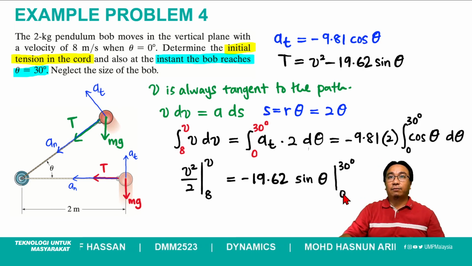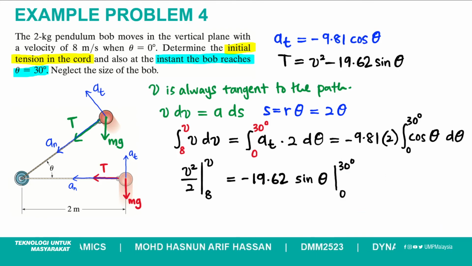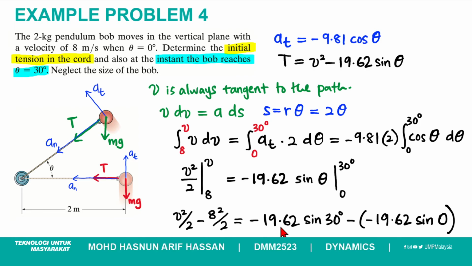And then the range is from 0 to 30 degrees. Okay, from 0 to 30 degrees. Alright, now, on this side, when you key in the value, you will get v square over 2 minus, you put in 8 also, 8 square over 2. Okay, so this is the left hand side. V square over 2 minus 8 square over 2. On the right hand side, what you have is minus 19.62 sin 30 minus 19.62 sin 0. Okay, this is what you have on the right hand side and left hand side.